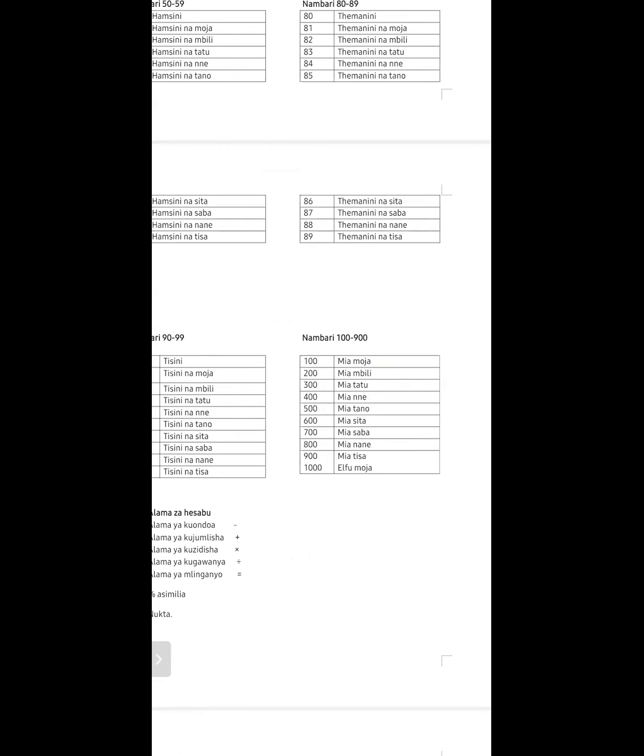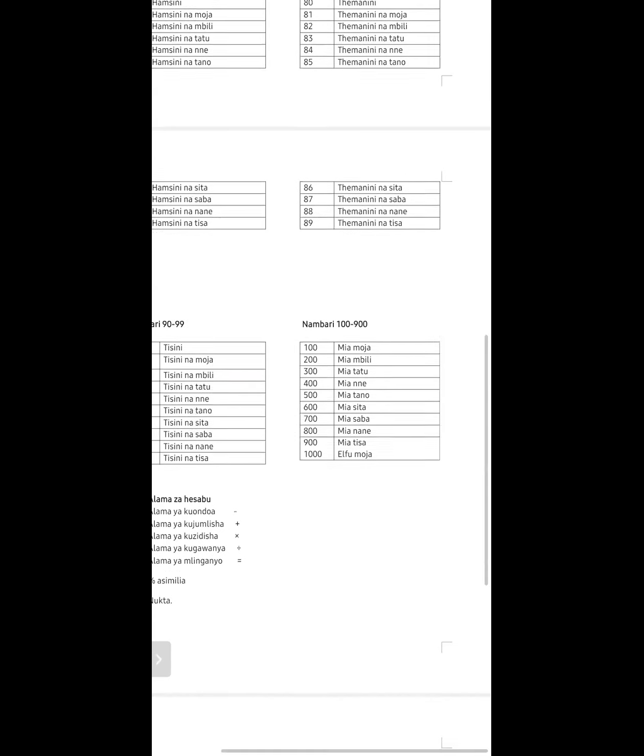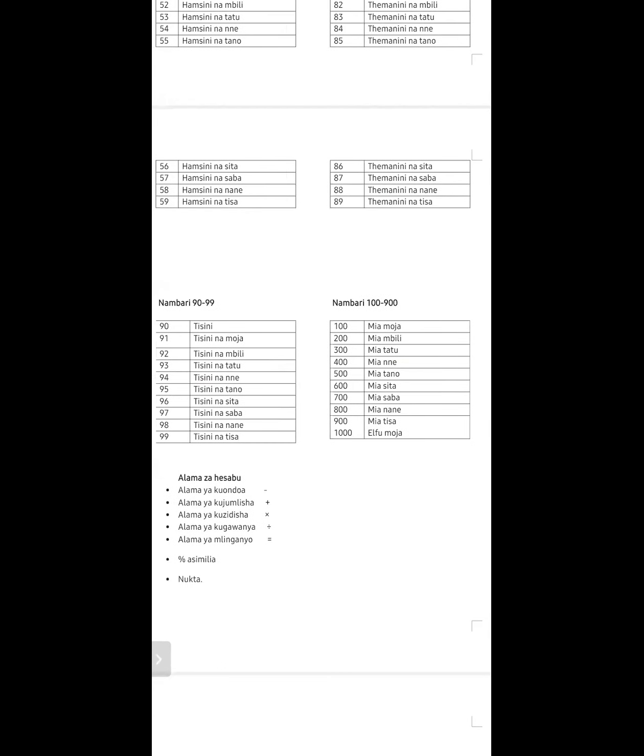Nambari mia moja. So 100 is mia moja. 200, mia mbili. 300, mia tatu. 400, mia nne. 500, mia tano. 600, mia sita. 700, mia saba. 800, mia nane. Then 900, mia tisa. And then 1,000 is elfu moja.